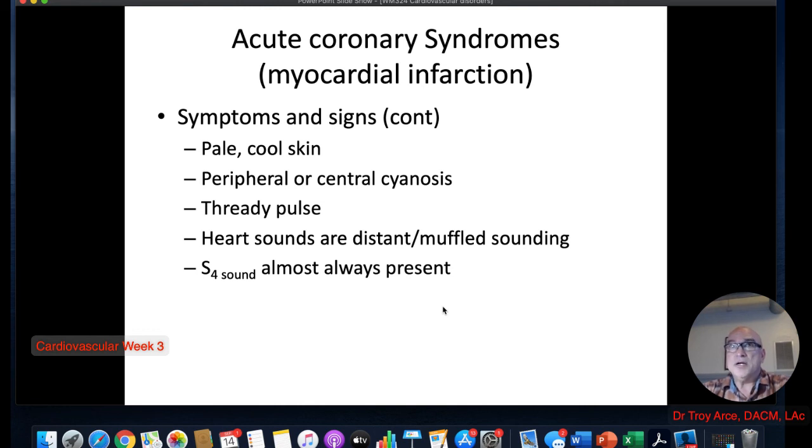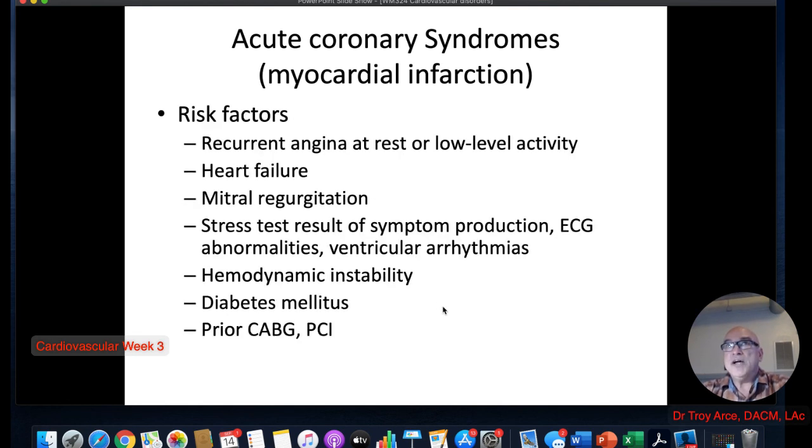So it's an extra sound that's normally not present. Risk factors with MI, these people will have recurrent angina at rest or low-level activity. That's a key. I would put a star next to that, because you're going to have to know a lot of disorders. They try to say, okay, is this person serious or not? Is he getting this at rest, or is he getting this, you know, with some type of activity? So it's important to note two different, stable versus unstable angina, those kind of things.